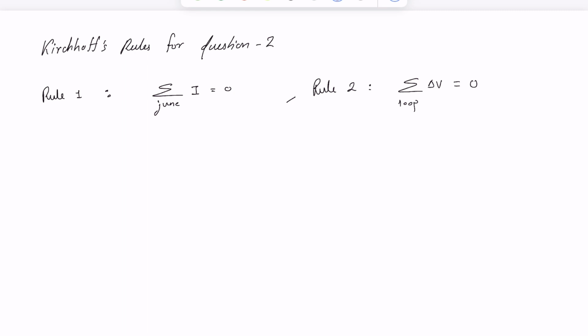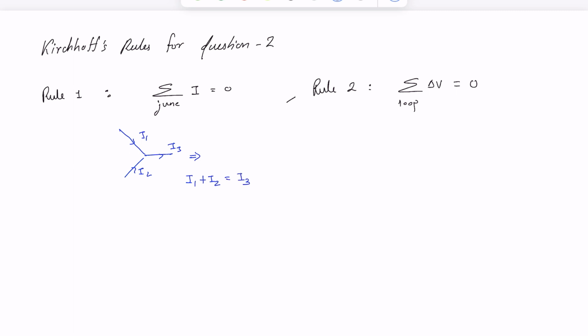Hi, so we will be looking into question 2 in recitation 7, and that has to do with Kirchhoff's rules. In the recitation I've already gone through these two rules. Rule 1 is just conservation of charge, or conservation of current. So if you've got current I1 here, I2 here and I3 here, this will just give you an equation that will be I1 plus I2 equals I3.